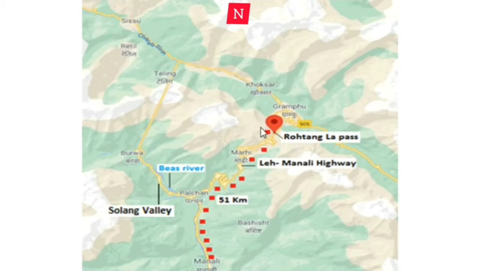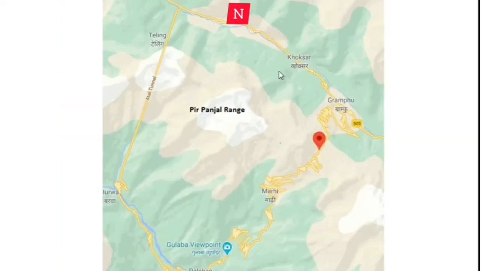On the western side of this Rohtang Pass, we have this Atal Tunnel. With the help of this Atal Tunnel, the distance between Solang Valley and Sishu is reduced by 46 km and it will take 15 minutes to cover this distance. Here all of you can see the Pir Panjal range, that is Atal Tunnel in the western part of this Leh-Manali highway region.